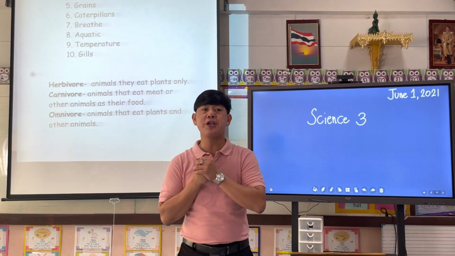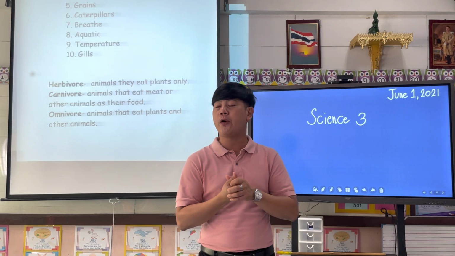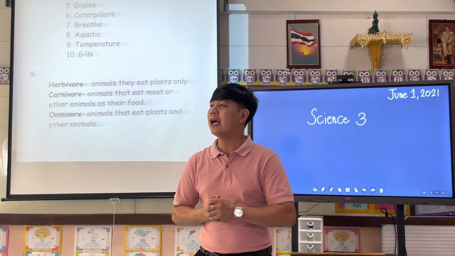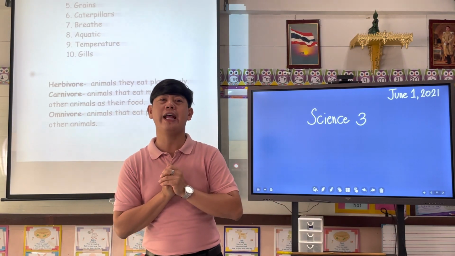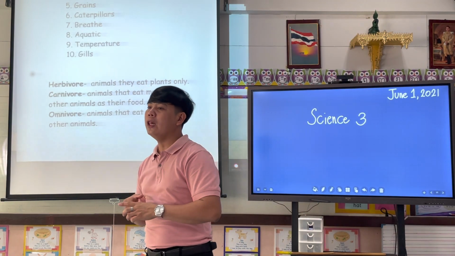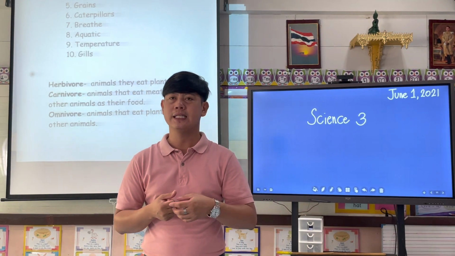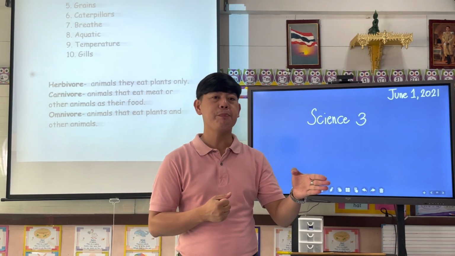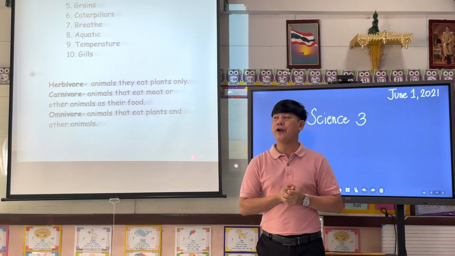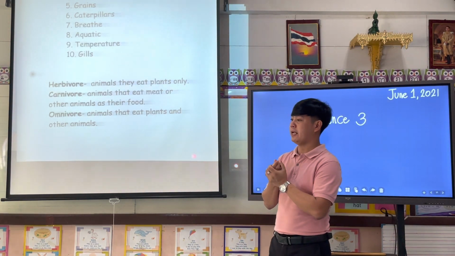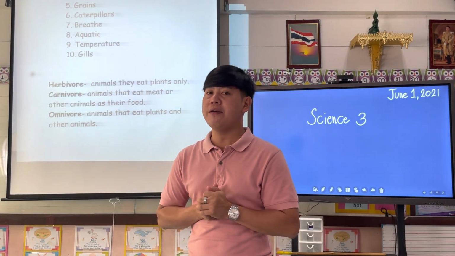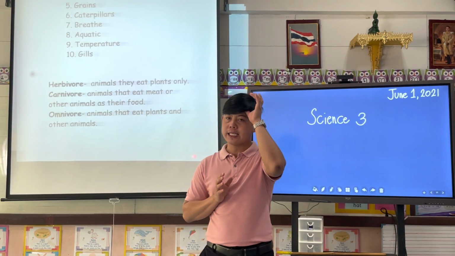Can you give me an example of a herbivore animal, or animals that eat plants? Horse. Good. What else? A zebra. A zebra eats only grass. What else? Cow, sheep, goat. These animals we call herbivore animals because they only eat plants. Do you understand?